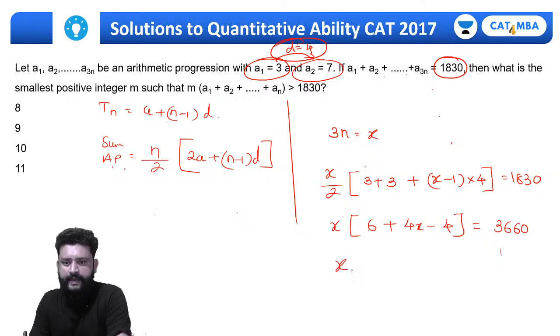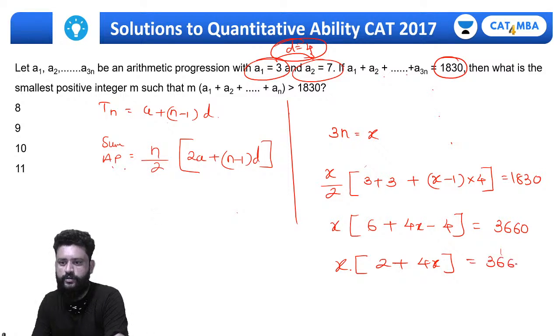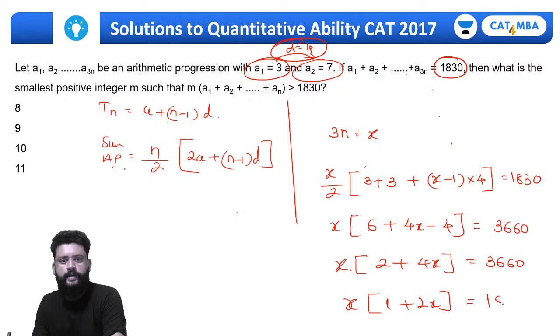So this is x in bracket 2 plus 4x, this must be equal to 36. It comes out to be x in bracket 1 plus 2x. Easy.